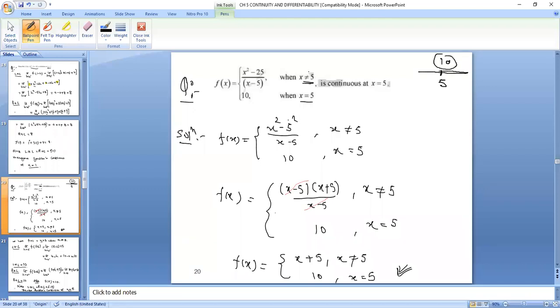And when x is not equal to 5, in the nearby points, it could be on the left of 5 also, these points could be on the right of 5 also. In the nearby points, the value of the function is (x square minus 25) upon (x minus 5). We have to prove that the function is continuous.